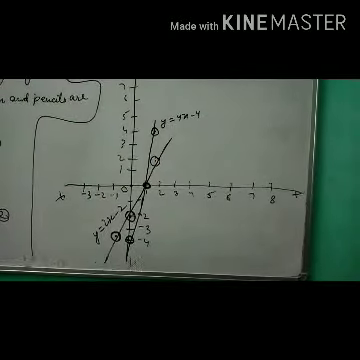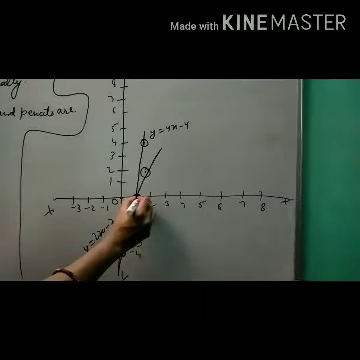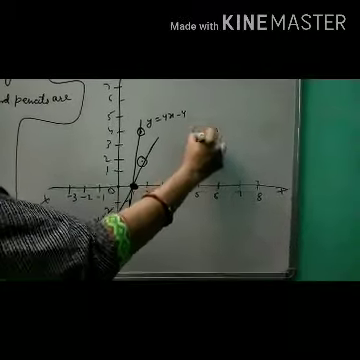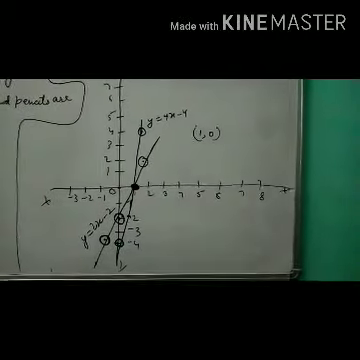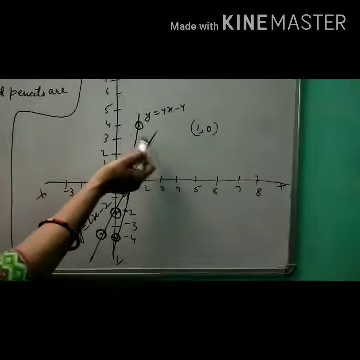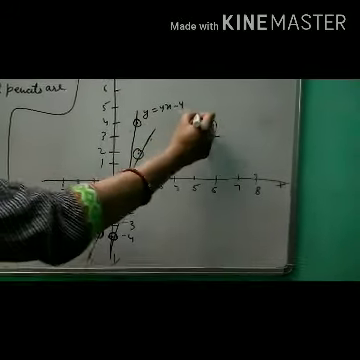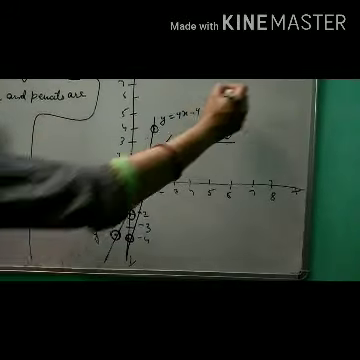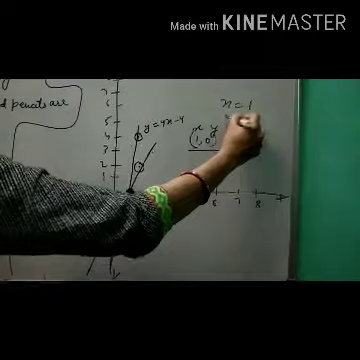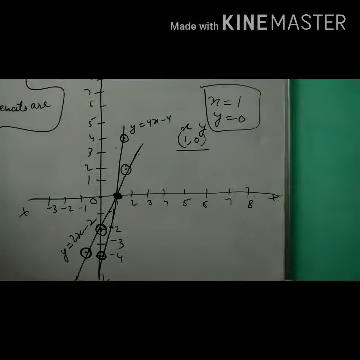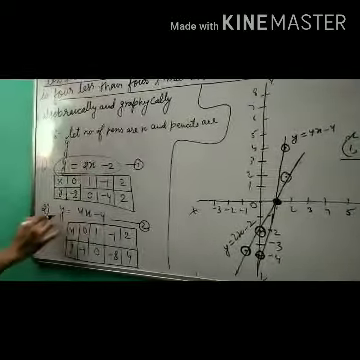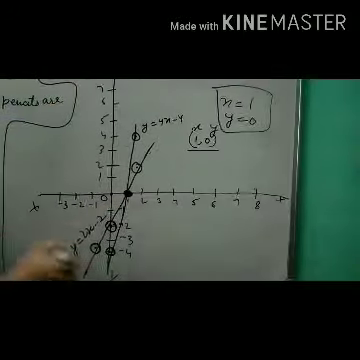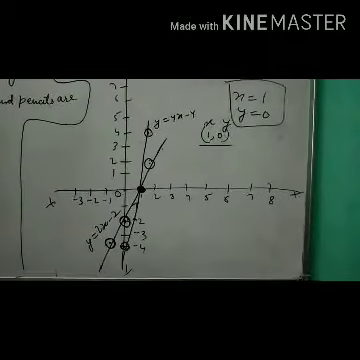We can see that both lines are intersecting at this point, that means 1 and 0. So the solution of the pair of equations is 1 and 0. This is the value of x and this is the value of y. So x is the pens: the number of pens is 1 and the number of pencils is 0 in this question. So this is the algebraic representation and this is the graphical representation of this example. Okay students.